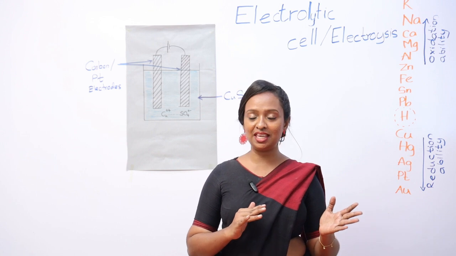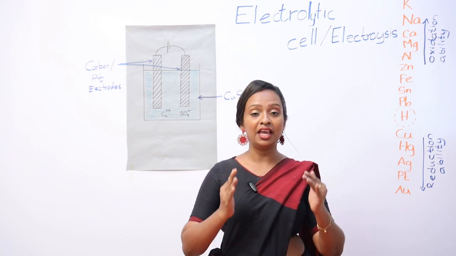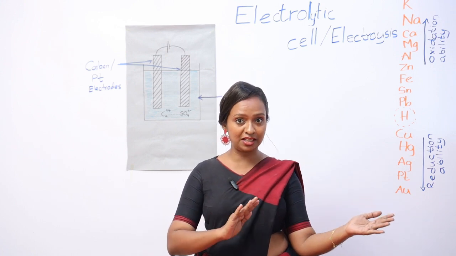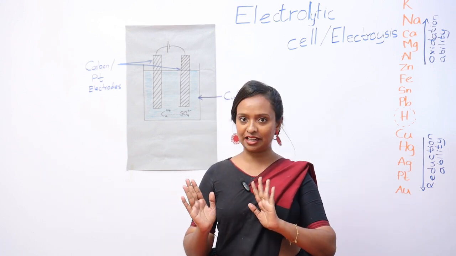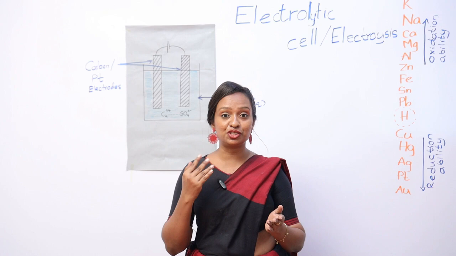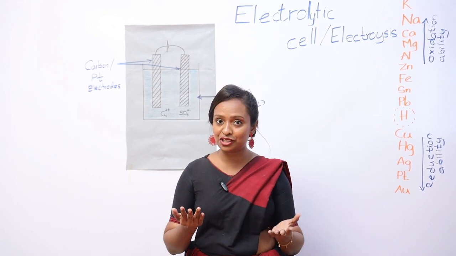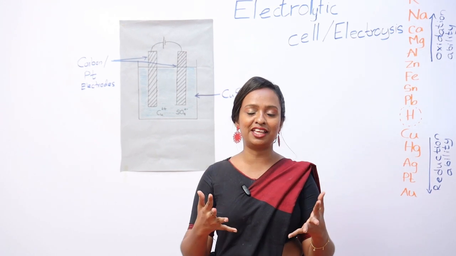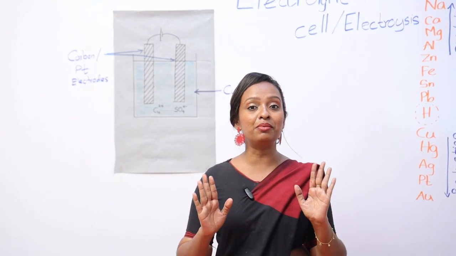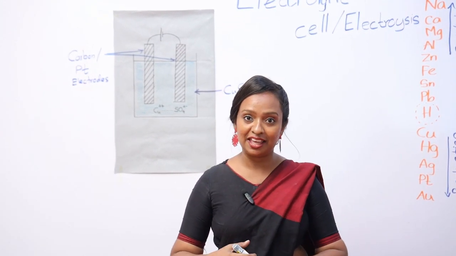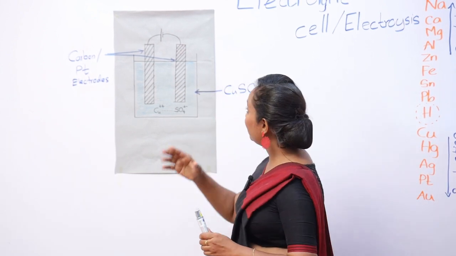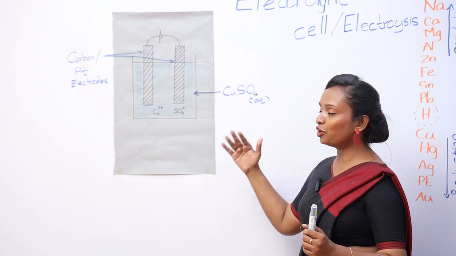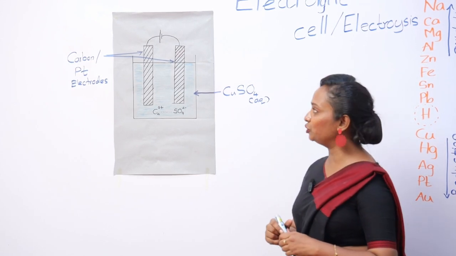In the last few weeks, I have discussed electrochemical cells, which means we used chemicals and they produced electricity. Today I am going to discuss how we provide electricity and the chemicals together undergo some chemical change. First, I will start with the copper sulphate solution.